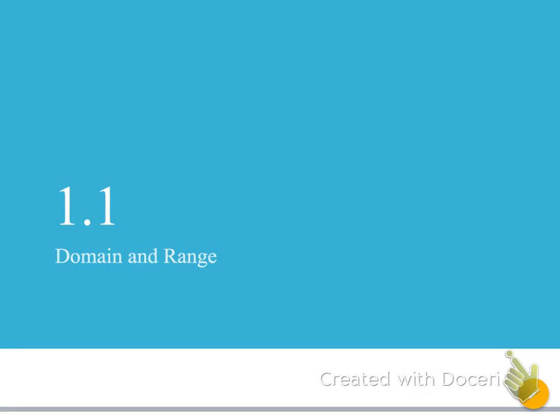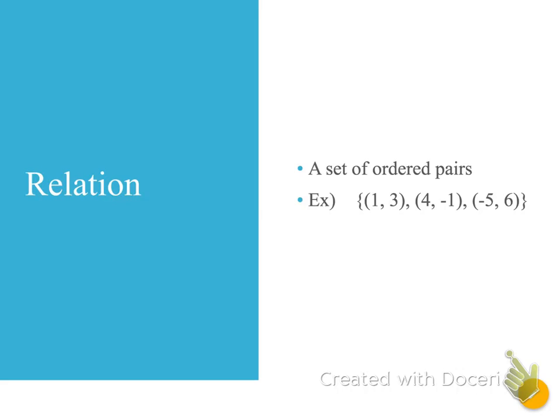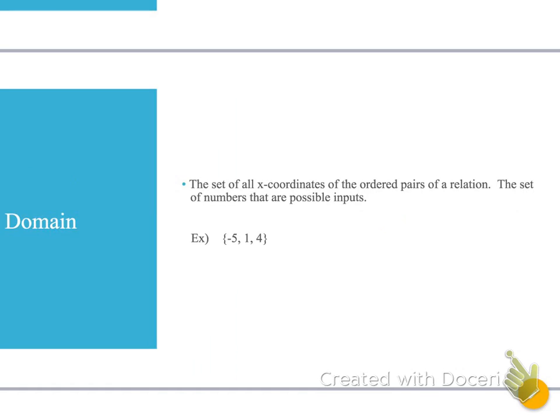Okay, so this lesson is going to be talking about domain and range. So a relation is a set of ordered pairs which will create lines and different functions. Okay, so remember our ordered pairs always go x and then y. Domain is always my x coordinates.